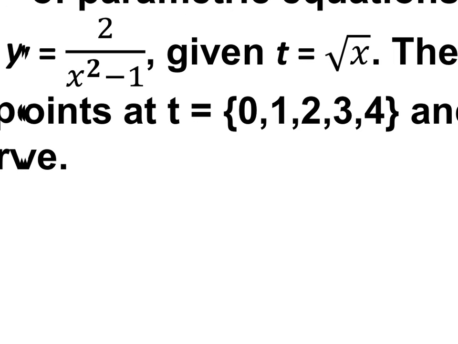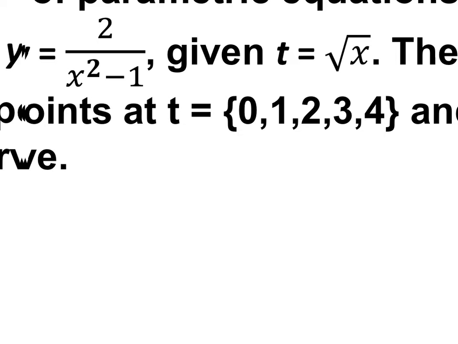All right? Example 5. Find a set of parametric equations for this rectangular equation, y equals 2 over x squared minus 1. He says, given t equals the square root of x, then sketch it. Okay, so I'm going to take this t equals the square root of x. I'm going to switch the x and the t around and get x equals the square root of t. That's my first step. I'm going to plug it into the x of my rectangular equation, and that looks like this.